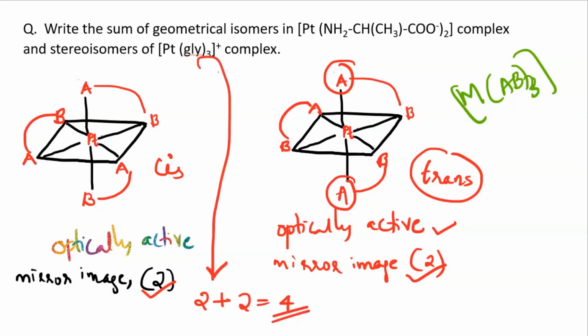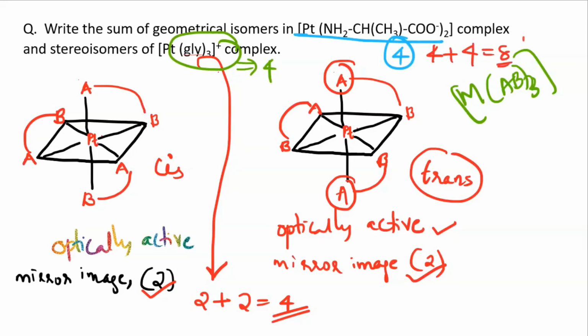Okay, so what is the answer for this complex? For the first complex, we got 4. For the second complex, we also got 4. So what is the answer? The answer is 4 plus 4, which is equal to 8. So the answer, the sum of geometrical isomers in the first complex and the stereoisomers in the second complex, is 8.